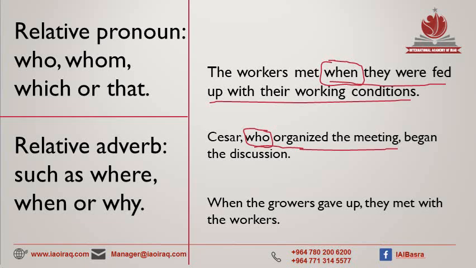Next we have when the growers gave up, they met with the workers. So can anyone find it? If you guessed that, you were correct. When is a relative adverb, same as the top sentence. When the growers gave up, we can see the punctuation finishes off, so that is the dependent clause. The independent clause, a sentence that makes sense by itself, is they met with the workers.